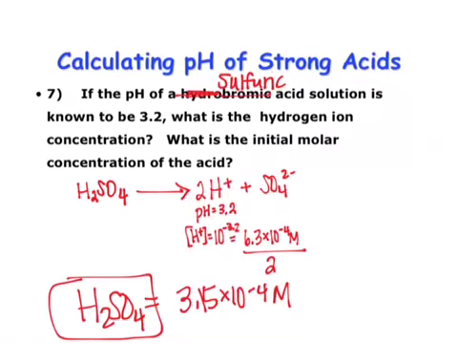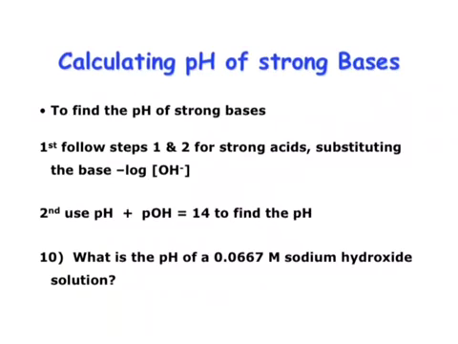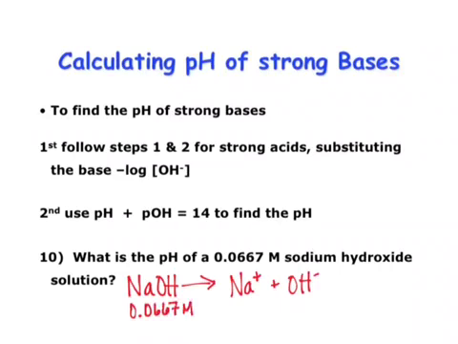All right. Now what happens when it comes to bases? Bases are a little bit different. It's a little bit more math. So here we're going to go with sodium hydroxide. And it's going to break up into what 2 things? Na and OH. The concentration of sodium hydroxide is 0.0667. It's a strong base. So what's the concentration of my Na and my OH? 0.0667.